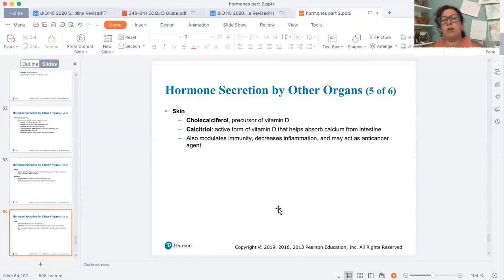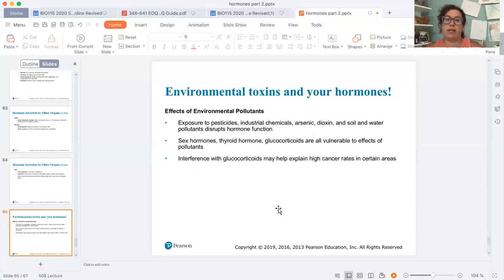Calcitriol, so cholecalciferol is the precursor of vitamin D. So we need the sun, UV light, to get cholecalciferol started. And then calcitriol is the active form of vitamin D that helps absorb calcium from the intestines. Vitamin D also plays a huge role in immunity, inflammation, and is used as an anti-cancer agent. So it's got a lot of different things.